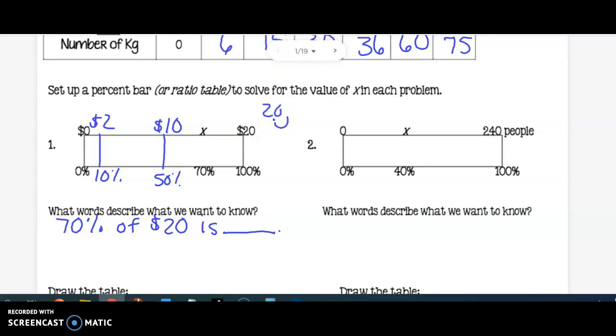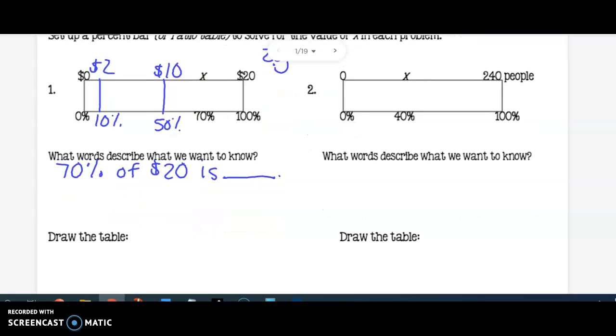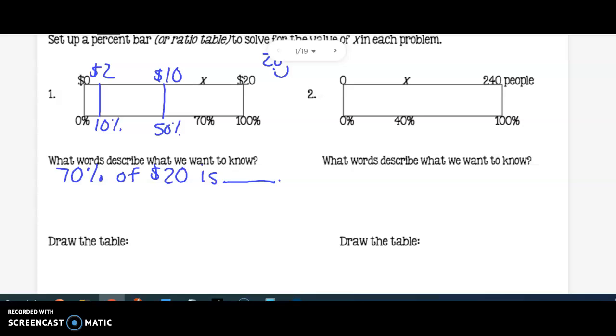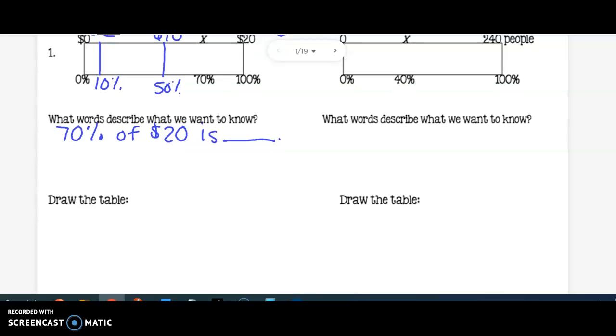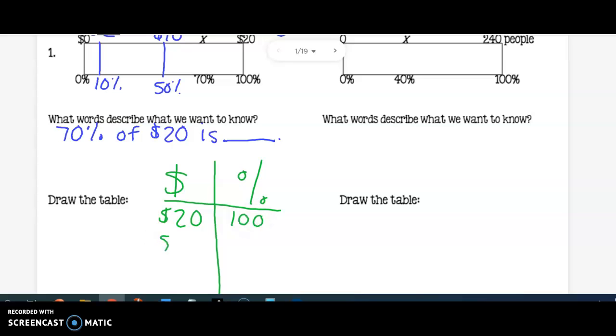So to get to 70%, let's do a table down here. I'm going to have money, and I'm going to have percents. So $20 was 100%. $10 was 50%.